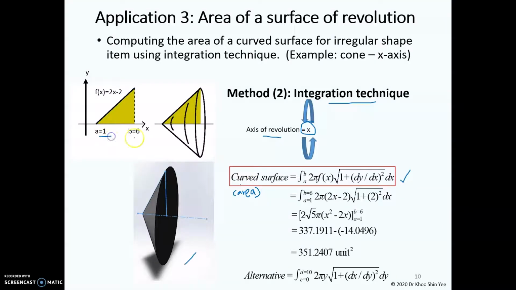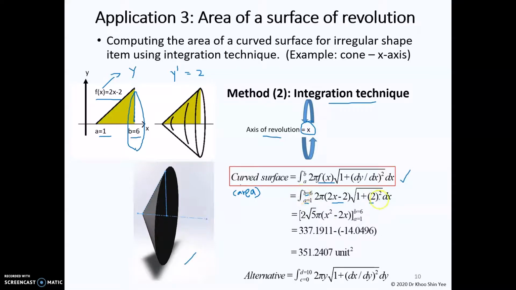So you have the limit 1 to 6, which is substituted inside the a and b here. So the function f(x) here is the radius of the circumference. So we substitute f(x) equal to 2x minus 2 inside, and we differentiate this. So this is your y. After you differentiate, you obtain 2. So dy over dx is equal to 2.